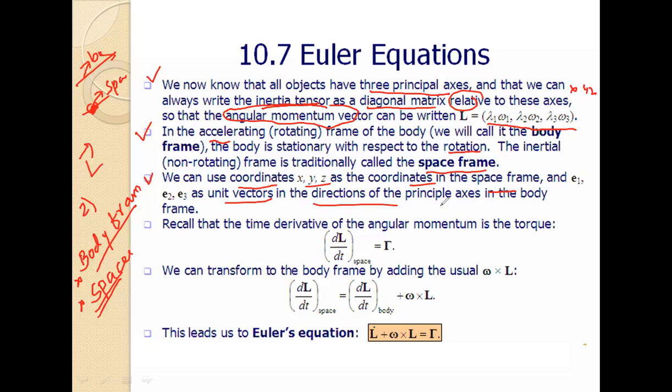In the direction of the principal axis. So what are e1, e2, e3? It's like i, j, k beta. These are the i, j, k unit vectors. We are saying here e1, e2, e3. So instead of i, j, k we are writing e1, e2, e3. That's it. That's clear. Then moving on to recall the time derivative of the angular momentum.